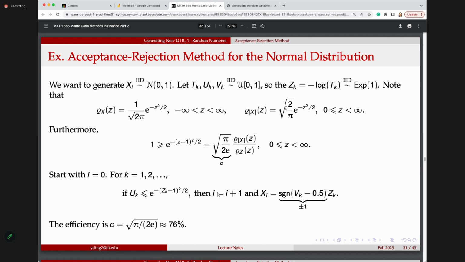So we will consider times 2. That's why this will be root 2 over pi instead of 1 over root 2 pi here. So z is from 0 to infinity, and this is rho of x. And what is the density function of the exponential? Lambda e to the negative lambda z, right? Is that okay?